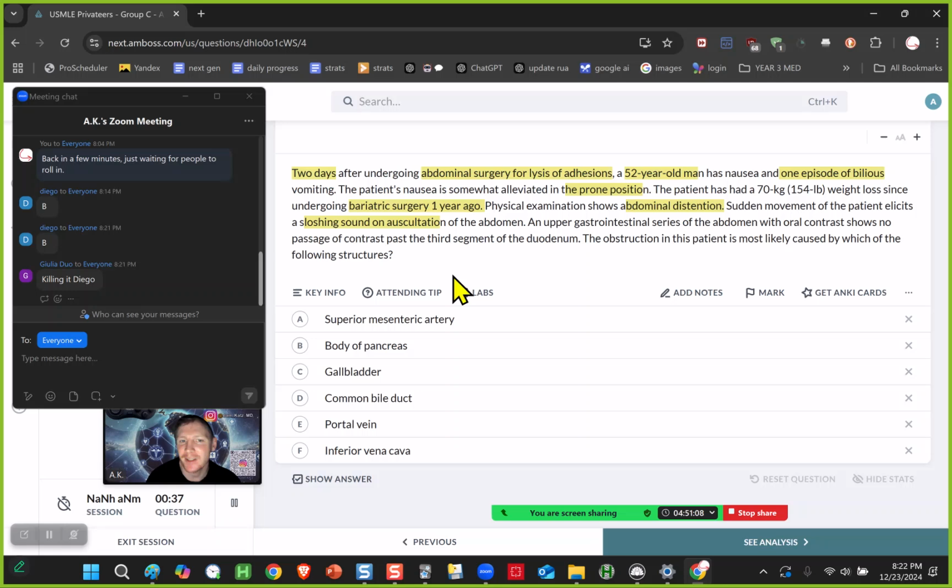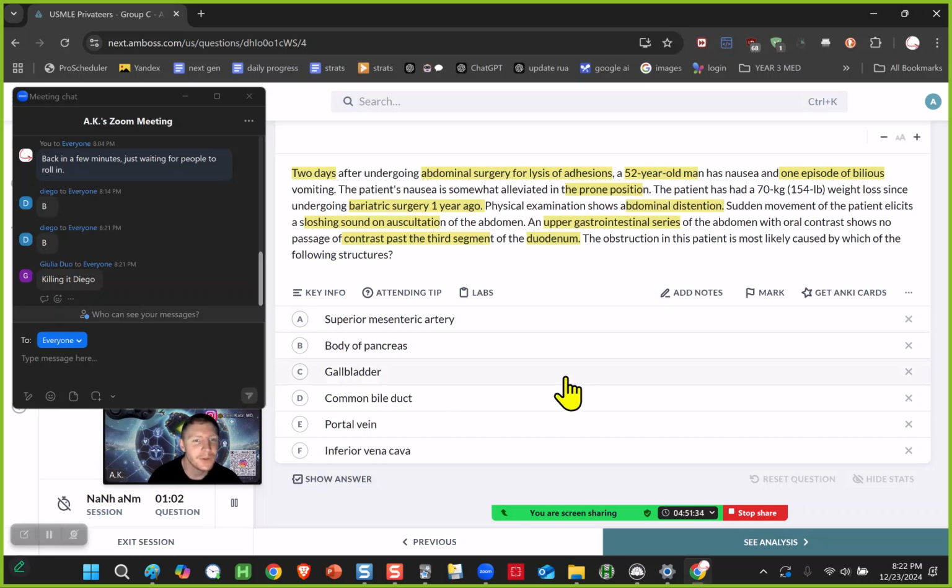This is the grossest. No, it's not. There's a lot grosser, but this is succussion splash. Okay, so the upper gastrointestinal series of the abdomen with oral contrast shows no passage of contrast past the 3rd segment of the duodenum. Okay, so it's not clearing the 3rd segment of the duodenum, the contrast. The obstruction in this patient is most likely caused by which of the following?